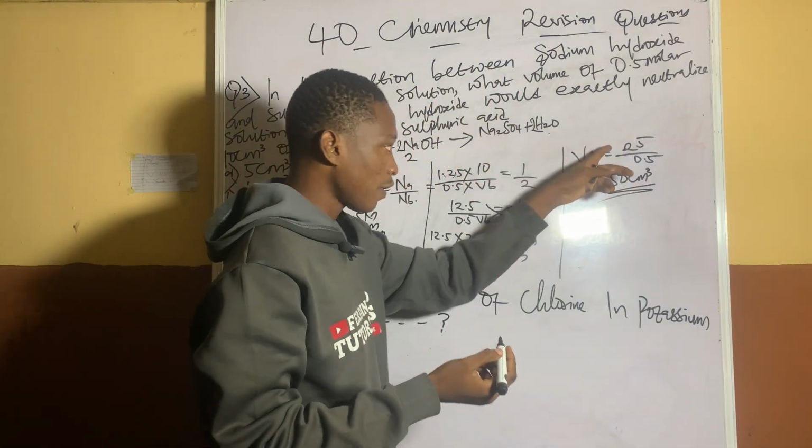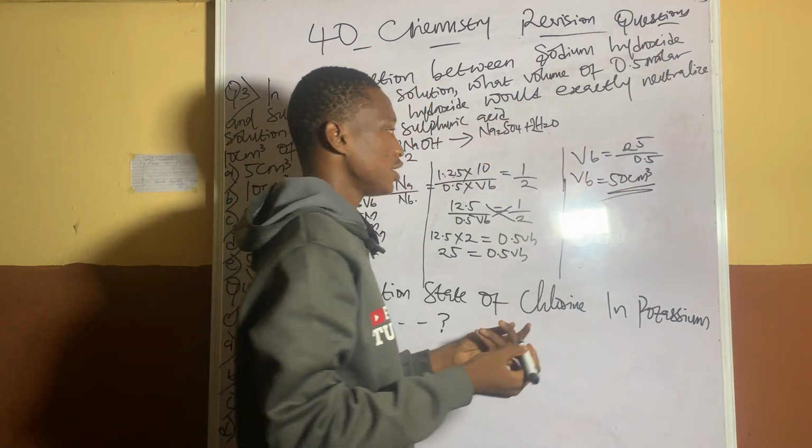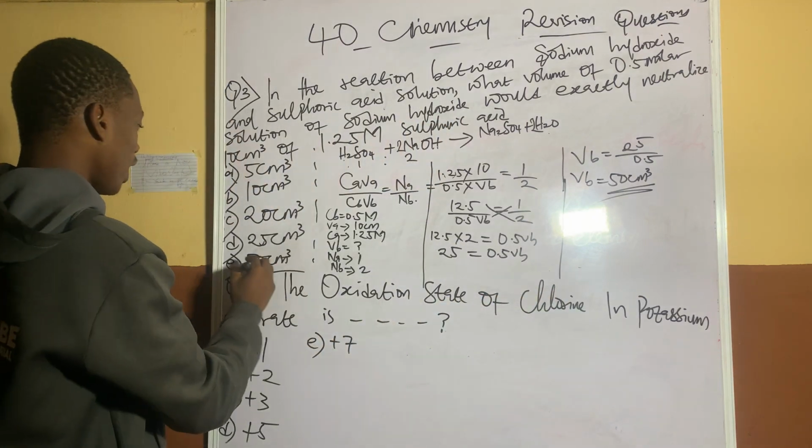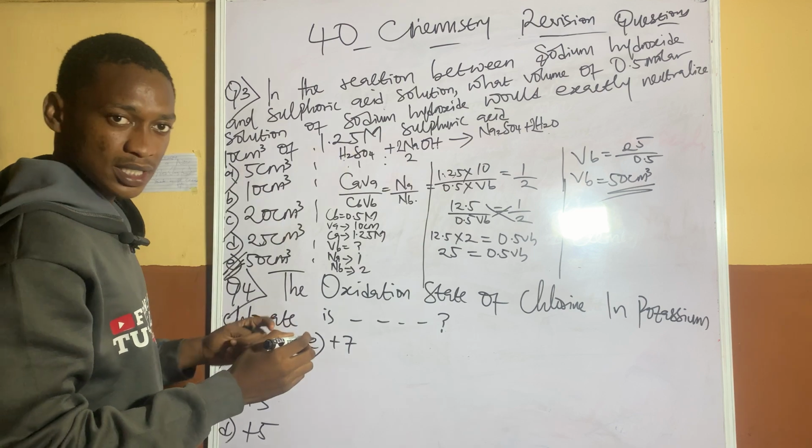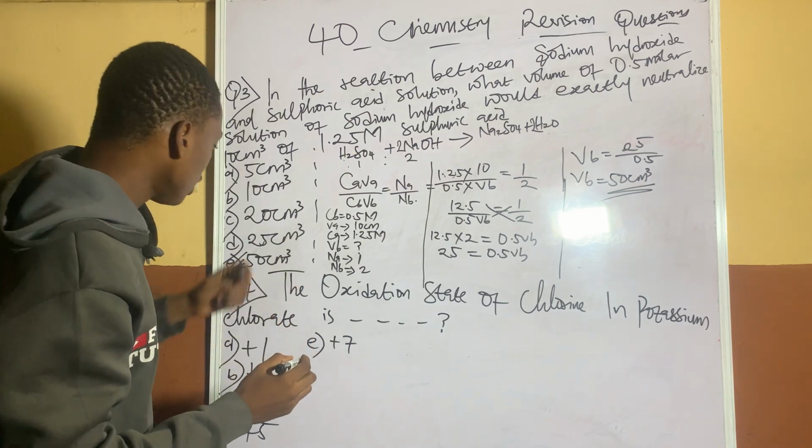So if you do 25 over 0.5, it will give you 50 cm cube. Let's check. Do we have 50? So our answer here is E. So that is the volume of the base. Now let's move on to the next question.